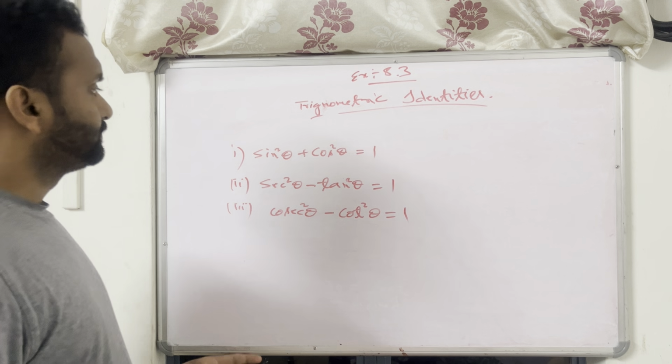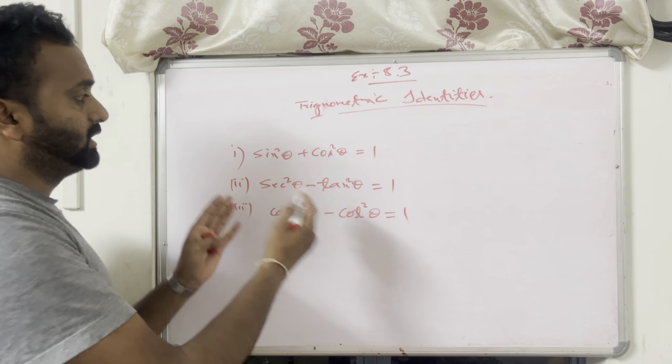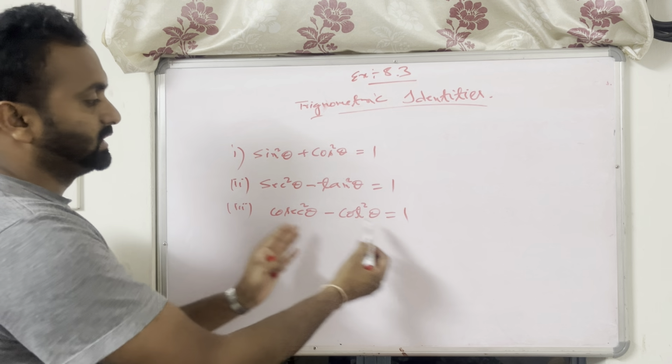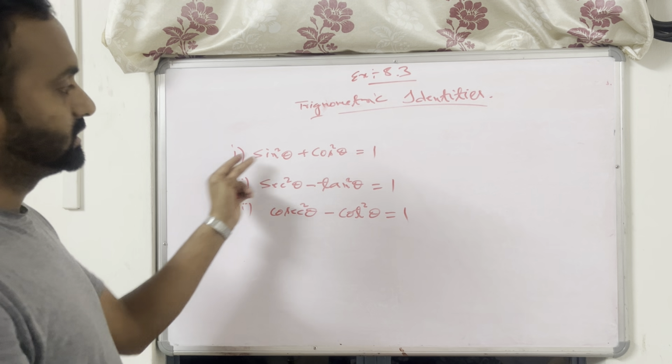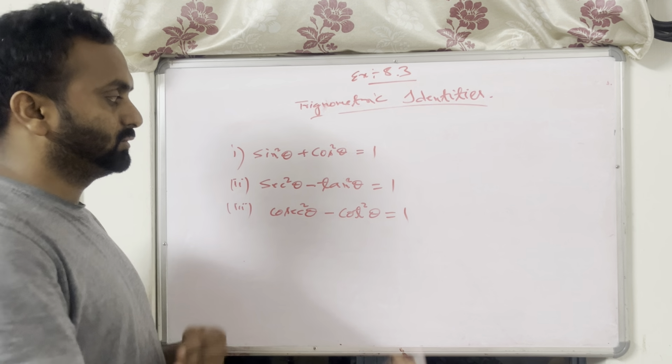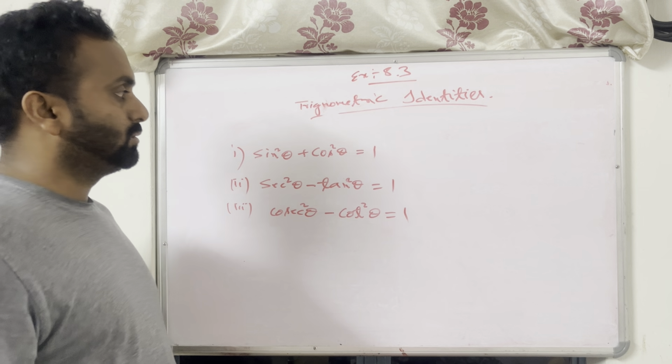Just remember it this way: SC, ST and CC. Okay, SC, ST and CC. This way you can memorize the formulas quite easily.